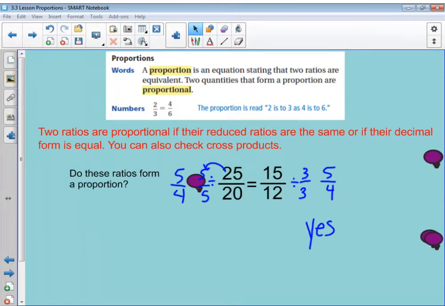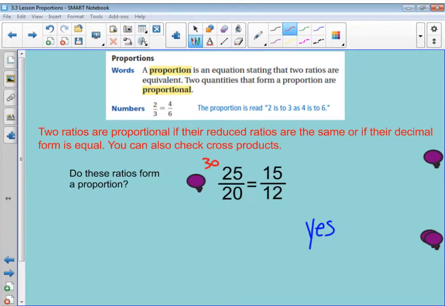Somebody that doesn't like to reduce fractions, or struggles with it, I would recommend checking the decimal. Punching it in as 25 divided by 20, you get 1.25. And then 15 divided by 12, you get 1.25. Cross products will also work. 12 times 25 gives me 300. 20 times 15, 2 times 15 is 30, add a 0, still 300. So there's lots of different methods. You have to find what you're comfortable with, and sometimes one method's easier to do just based on the numbers that you have.